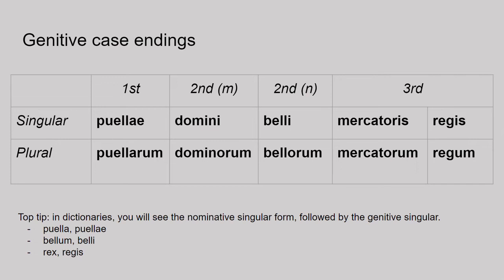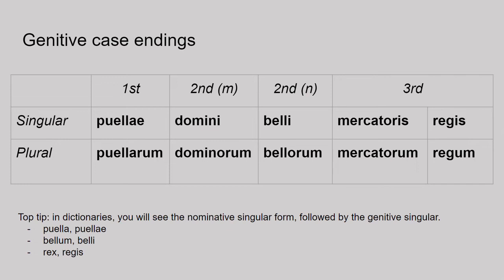As you can see, the endings are a bit unusual. The genitive singular for the first declension is the same as the first declension nominative plural, so you need to be aware of that. The same for the second declension masculine singular. It's the same as the second declension nominative plural.